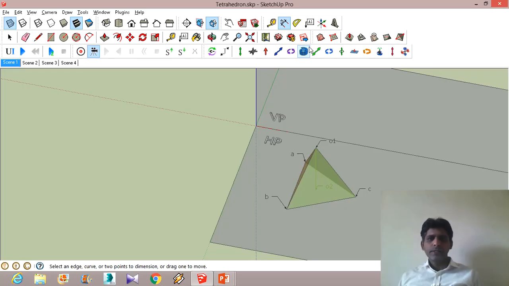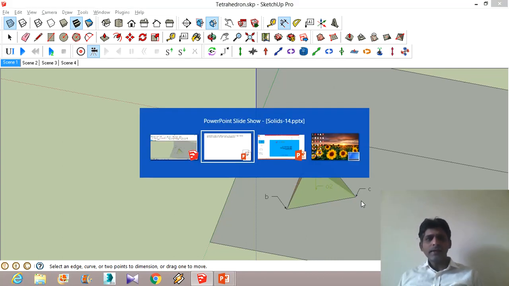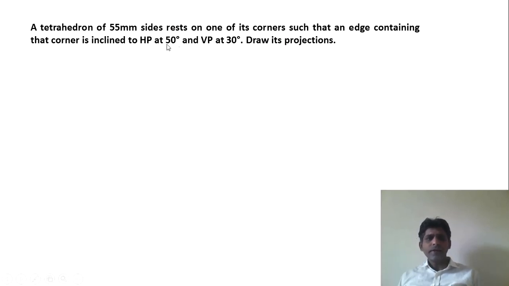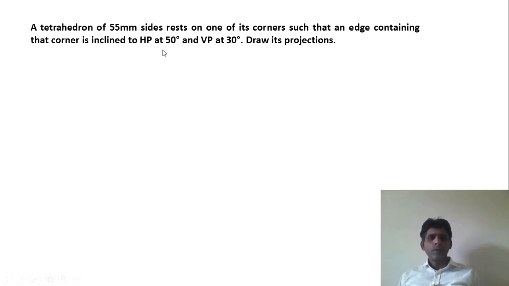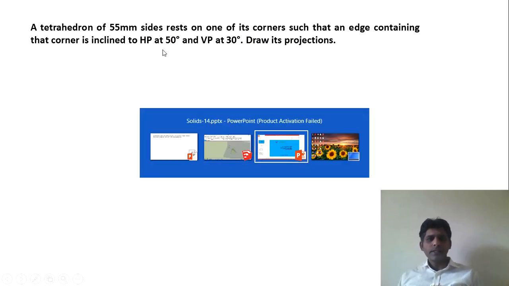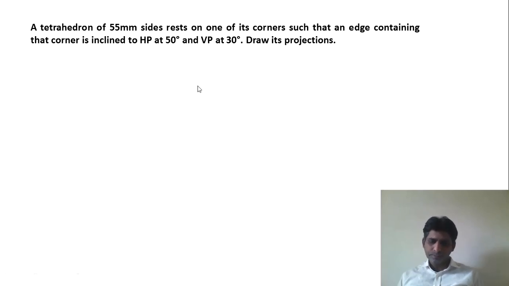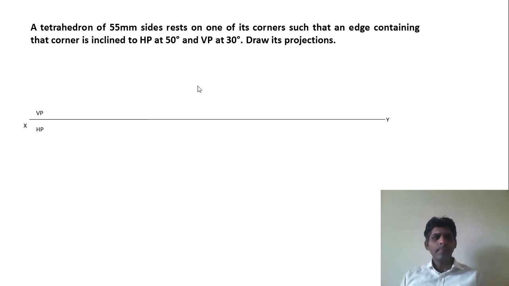Let us go back to the visualization. We are talking about edge O1C. So this edge has to be inclined at 50 degrees to HP and 30 degrees to VP. So we have to rotate this clockwise such that this edge O1C is at 50 degrees to HP. So let us see how to do this. Let us start the problem.